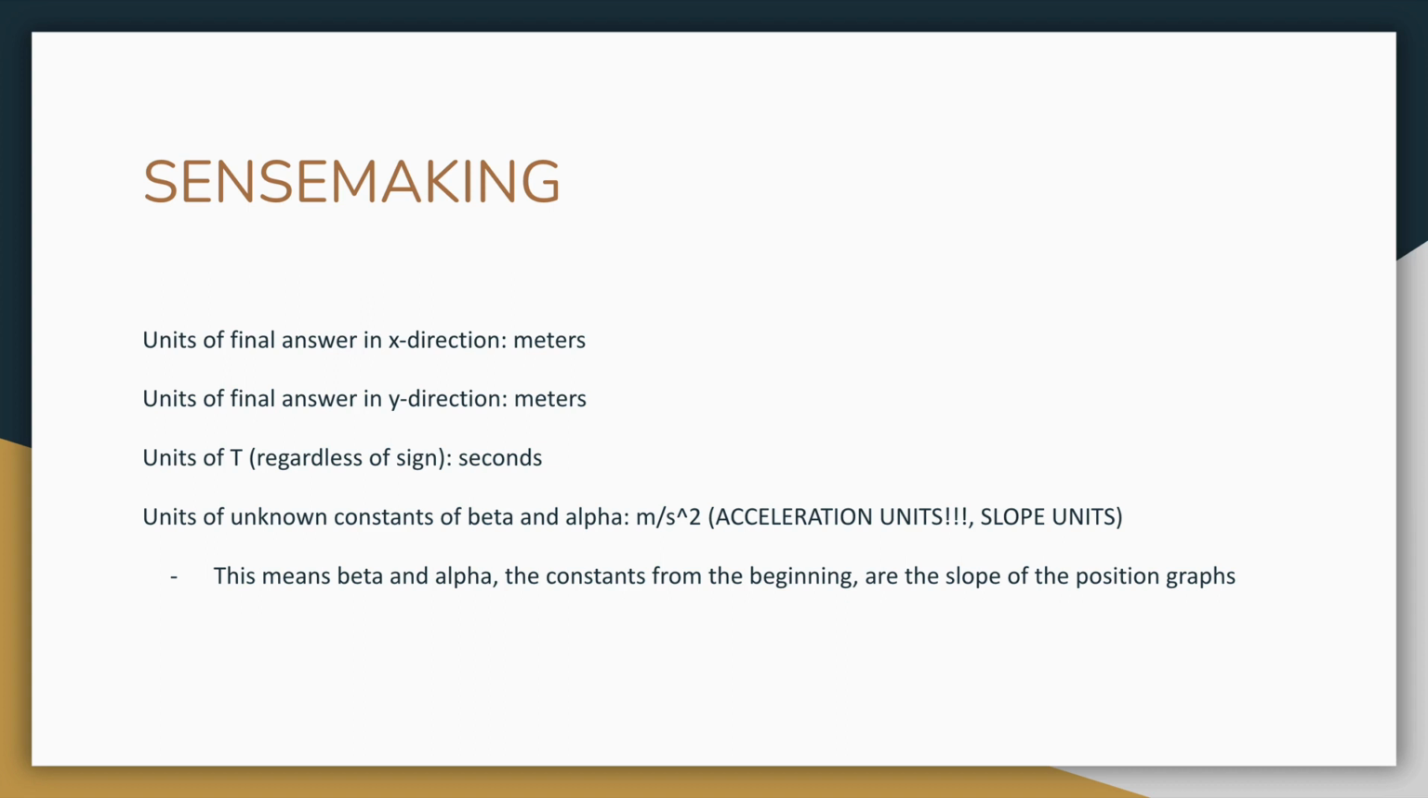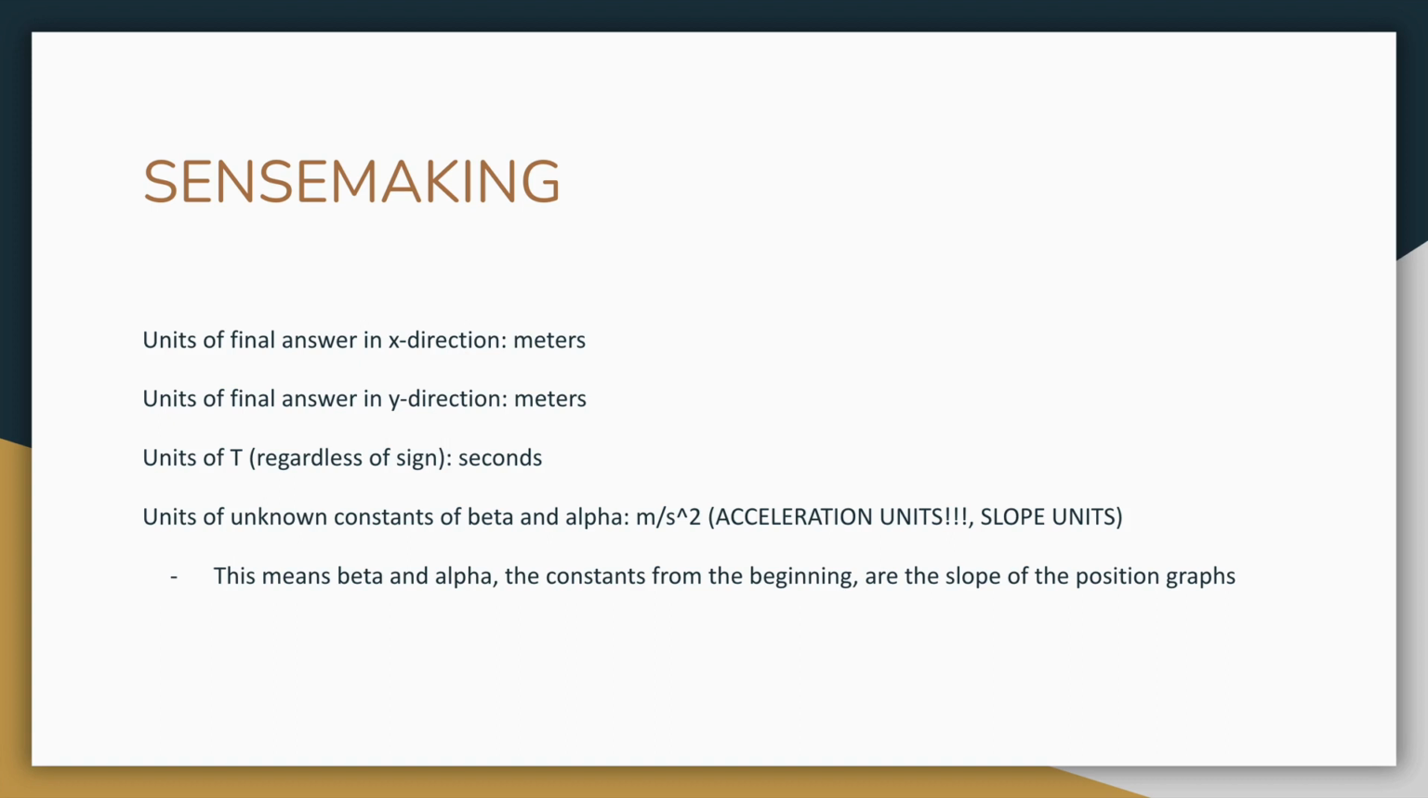And finally, solving for the units of the unknown constants of beta and alpha. They are both meters per second squared, acceleration units. This means that both beta and alpha, as constants that are now unknown to me, are both slope units of my position graphs, which I will later go on to show you.